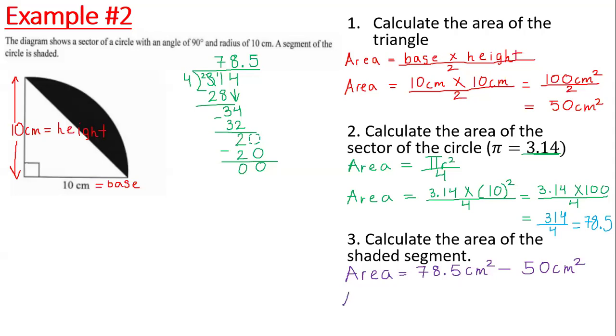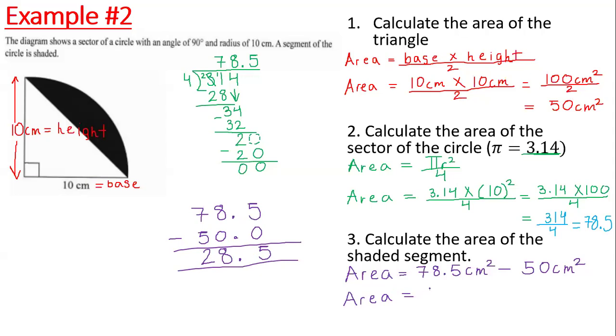So now we have to do 78.5 minus 50. That's easy because it's just 50. You just subtract these first two: 5 minus 0 is 5. We put the decimal point down. 8 minus 0 is 8. 7 minus 5 is 2. So our answer is 28.5 centimeters squared.